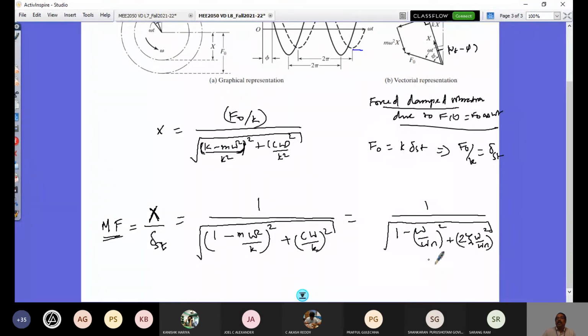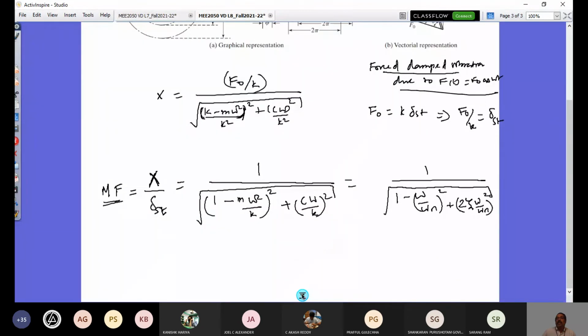So now I am expressing my magnification factor in terms of excitation frequency, natural frequency of the system, and damping ratio, instead of the explicit appearance of the elements of your vibratory system, that is mass, damping coefficient c, or stiffness k. I just take them out and put it in this fashion, and that gives a non-dimensional number. There's no unit for this because it's a displacement ratio. So I get it like this.